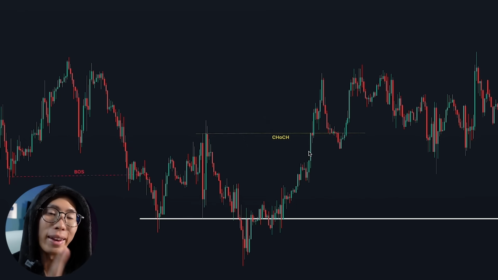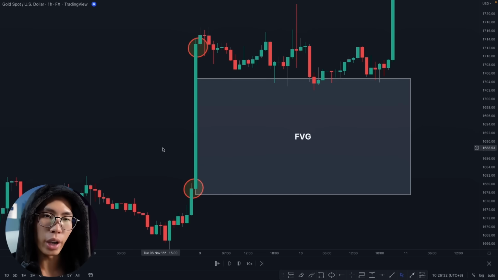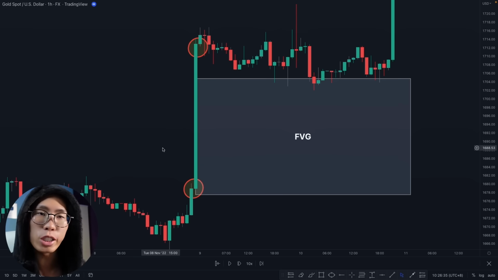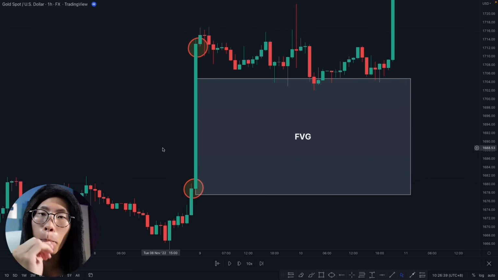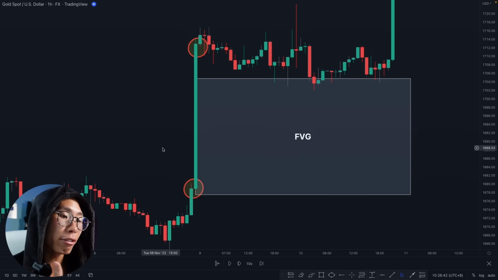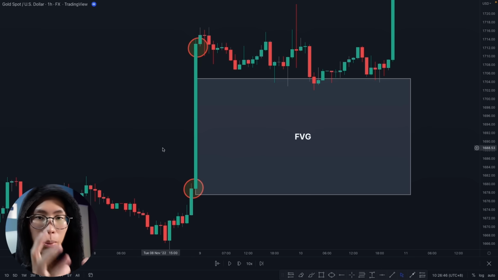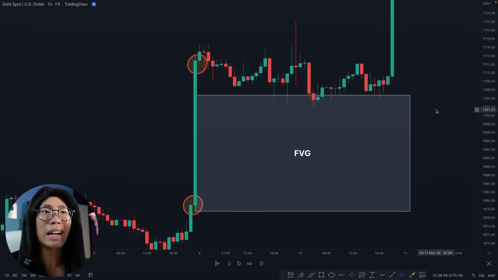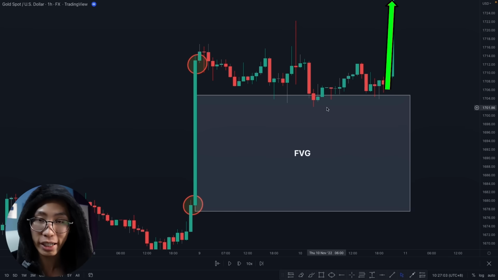We enter when there is a fair value gap. Now, what is a fair value gap? A fair value gap is when price goes up or down so fast that it doesn't give buyers or sellers enough time to enter the market. Therefore, it creates an imbalance in the market. So price will usually come back up or come back down to this fair value gap and reject it. And that is when you can enter for the trade.